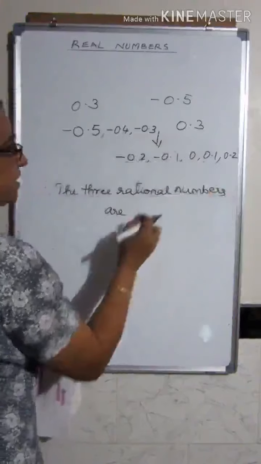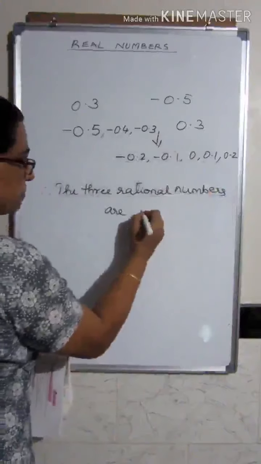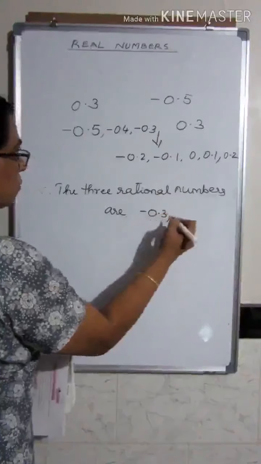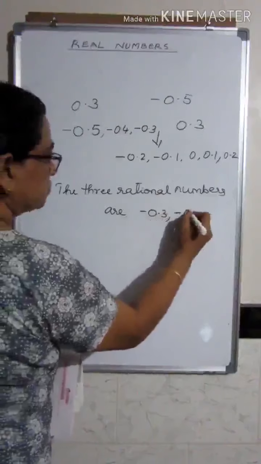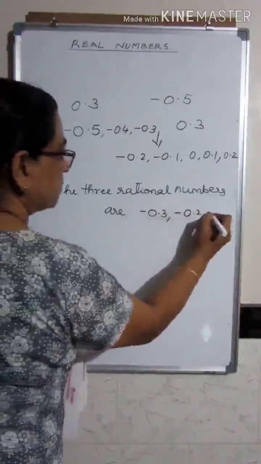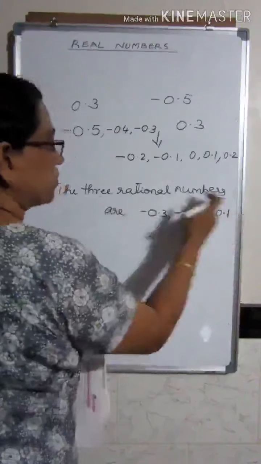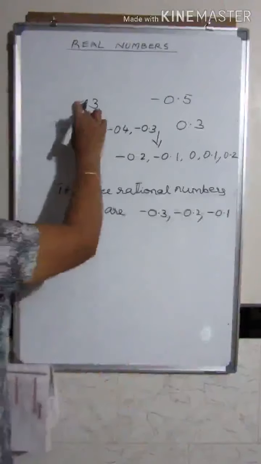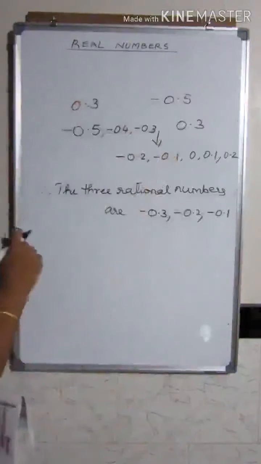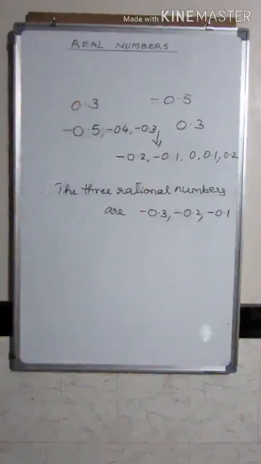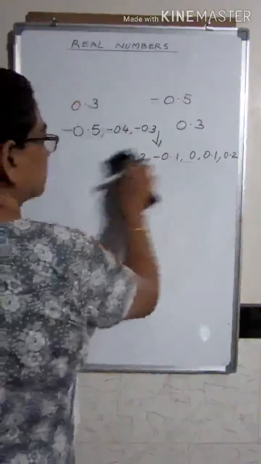from this you can choose any 3 rational numbers. So minus 0.3, minus 0.2, minus 0.1. So like this you have to write 3 rational numbers between the 2 numbers. So this is one problem. We'll solve one more problem of how to find the rational numbers.